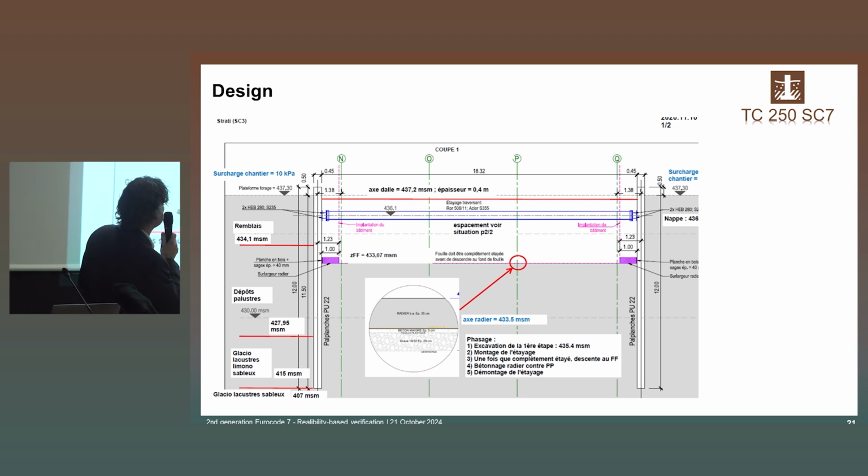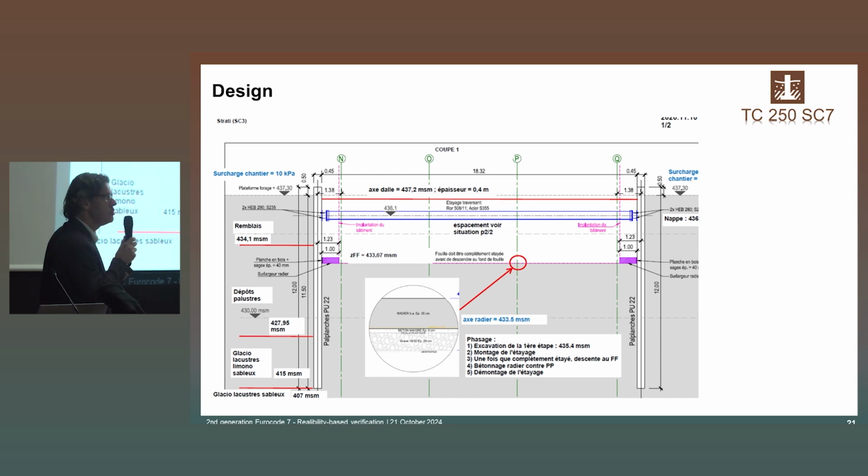You can also see that there is water here, so we will also introduce uncertainty on the water level, and that's the design we want to check now.